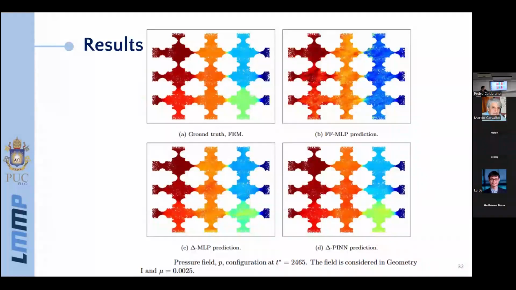And finally, I get into my simplest field. This is the pressure field. It's almost linear. And again, Fourier feature MLP could not predict as well as the delta MLP and delta PINN. It's clear here in this bottom right corner that the intensity of the pressure field should be higher here.